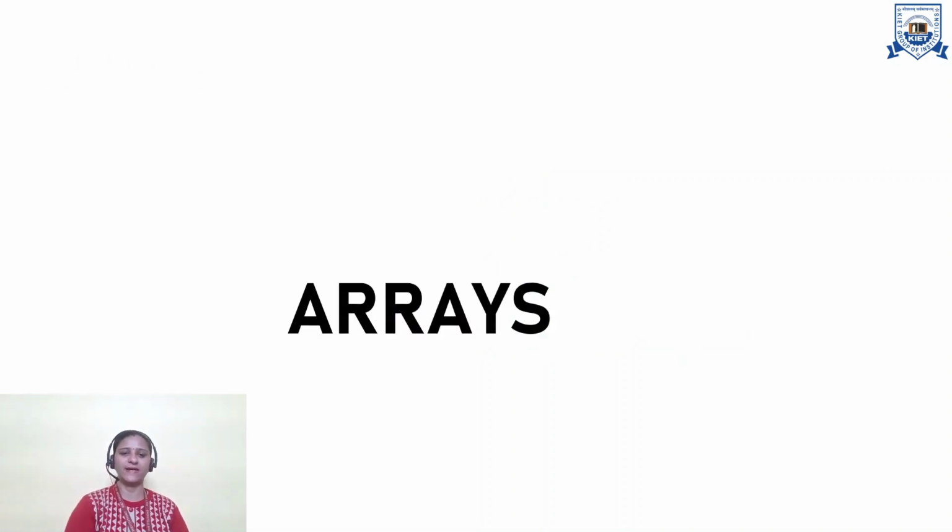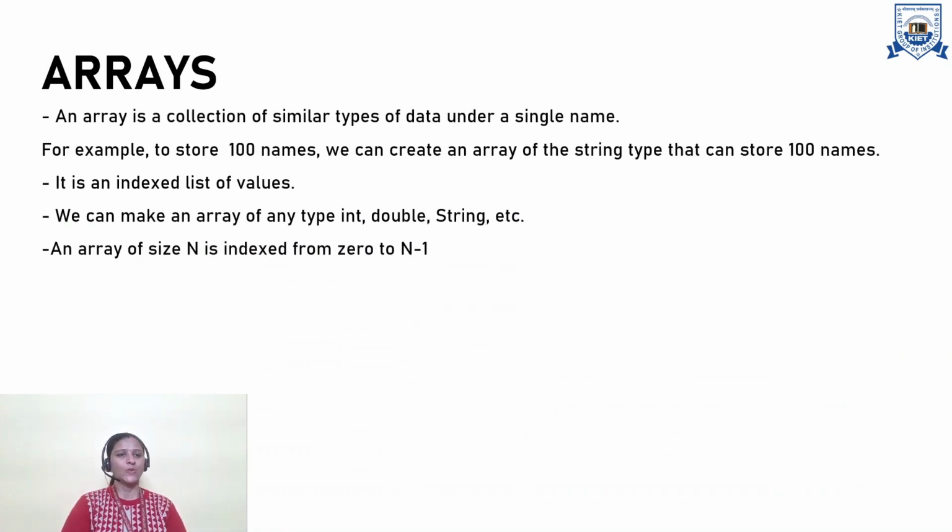Let's start with the arrays. Number of times we have heard about the arrays. What are basically the arrays? An array is a collection of similar types of data under a single name. For example, to store 100 names, we can create an array of the string type that can store 100 names. It is basically an indexed list of values.